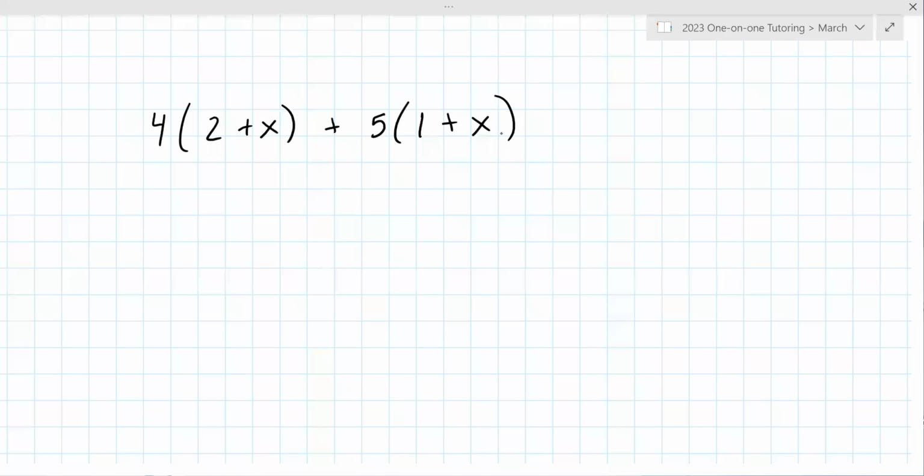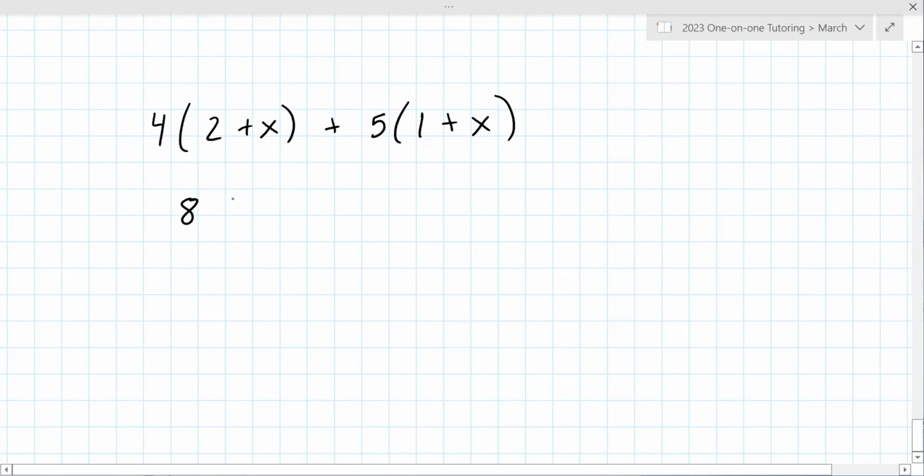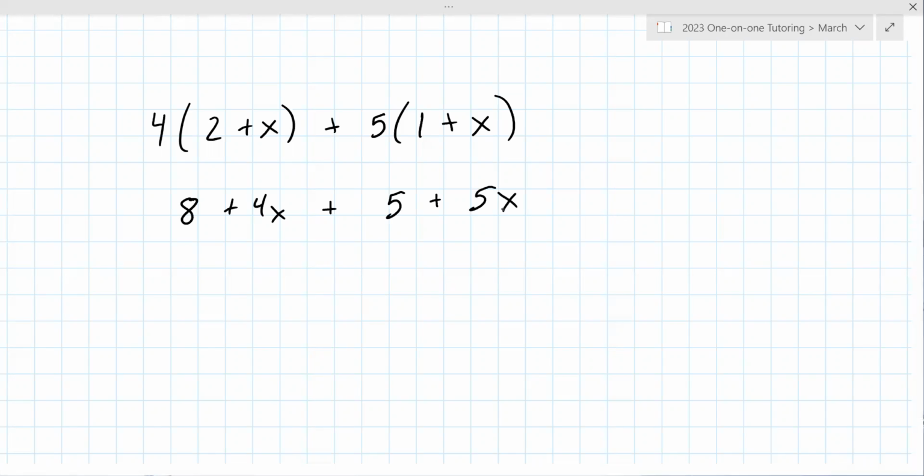I think I got 4 times 2 plus x plus 5 times 1 plus x. Okay. So 4x plus 6. No. 4x plus 6 or 4x plus 8? So is it 8? You've got 8 plus 4x plus 5 plus 5x. Okay. So 4x plus 5x, that's 9x. So 13 plus 9x. Yes.